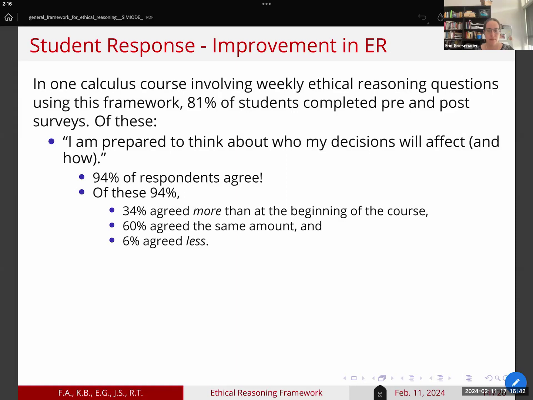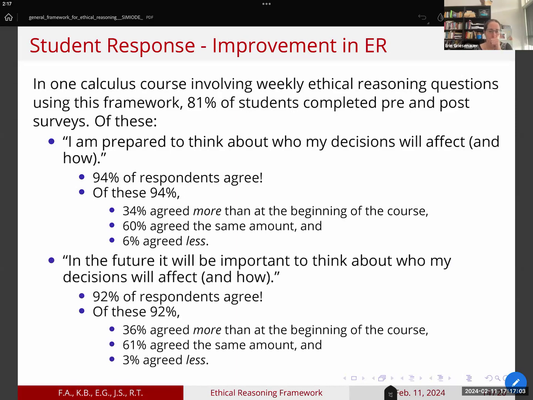Now, of course, we can't separate out everything. This is one college course. They're also taking other college courses and growing as people. So we can't be sure that this one course was the only thing that affected their ethical reasoning capabilities. But this is certainly promising data.